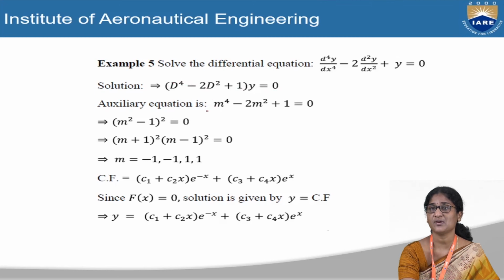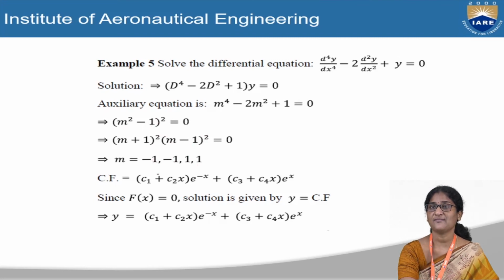What is the auxiliary equation? F of m is equal to 0. So m to the power of 4 minus 2m square plus 1 is equal to 0. Now it can be written as m square minus 1 whole square is equal to 0. Again a square minus b square, m minus 1 whole square, m plus 1 whole square. So m is equal to minus 1 and m is equal to plus 1. So minus 1 is repeated twice and plus 1 is repeated twice.